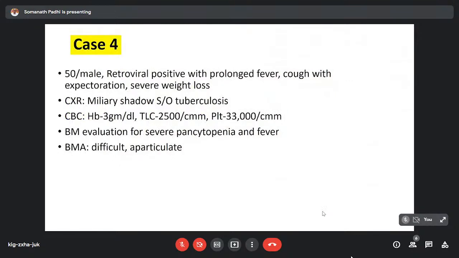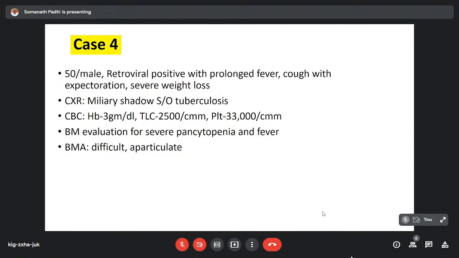This is a 50-year-old male, retroviral positive, with prolonged fever, cough with expectoration, severe weight loss, and chest X-ray showing miliary shadows, which was suggestive of tuberculosis. However, the patient presented with worsening pancytopenia with a hemoglobin of 3, TLC of 2,500, platelets of 33,000. That means pancytopenia. Bone marrow evaluation was done for evaluation of pancytopenia and pyrexia.